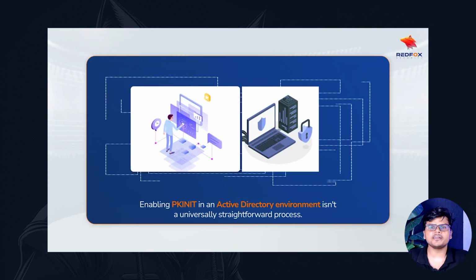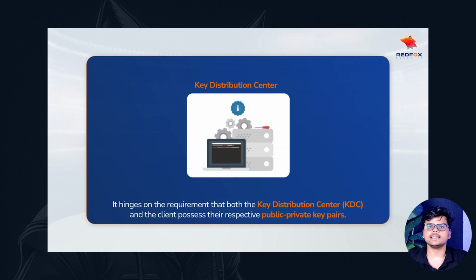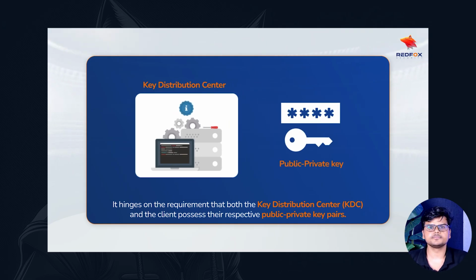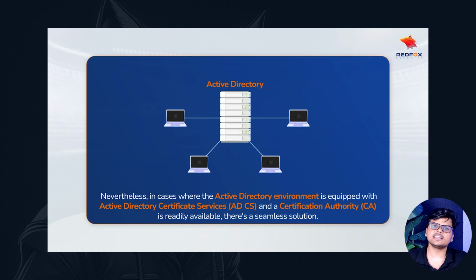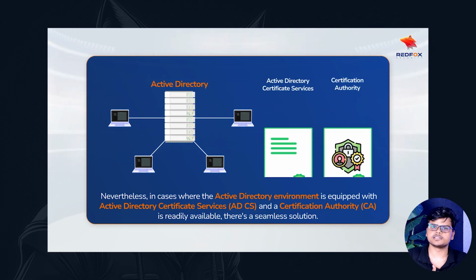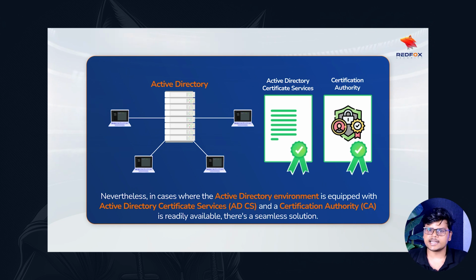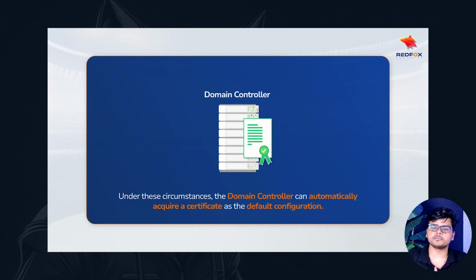Enabling PKInit in an Active Directory environment isn't a universally straightforward process. It hinges on the requirement that both the key distribution center and the client possess their respective public-private key pairs. Nevertheless, in cases where the Active Directory environment is equipped with Active Directory Certificate Services and a certificate authority is readily available, there's a seamless solution. Under these circumstances, the domain controller can automatically acquire a certificate as the default configuration.